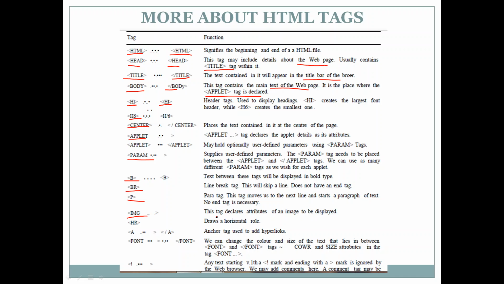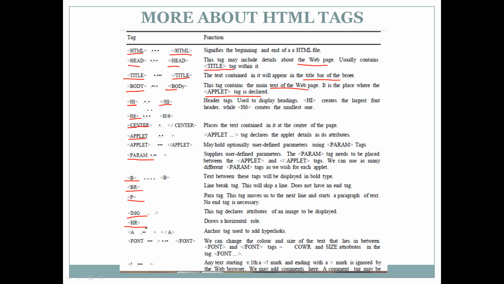If we want to display an image on the web page, we can use img tag. Img tag generally contains some attributes like src, which stands for source, which includes the URL of the image or the path of an image which we want to display on the web page.